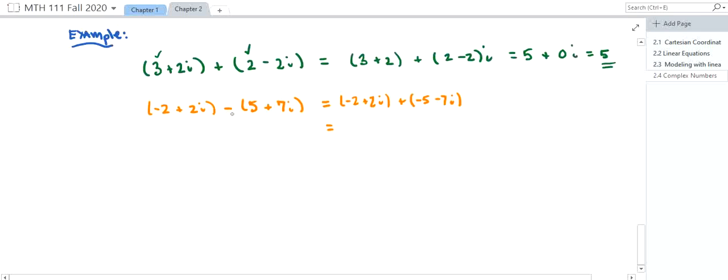So minus 2 minus 5 is minus 7. Plus 2 minus 7, that's 2 minus 7 times i, equals minus 5i. So the result is minus 7 minus 5i.